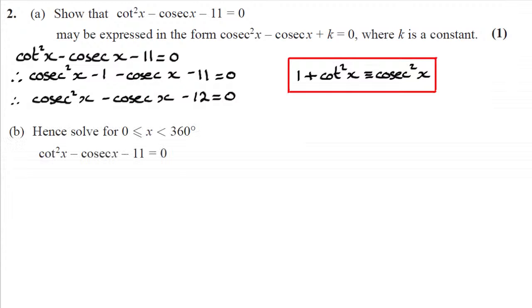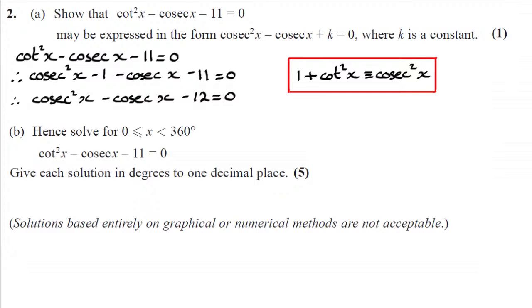So this is the next part. Hence solve for x greater than or equal to 0 but less than 360 degrees this equation, cot squared x minus cosec x minus 11 equals 0, and give each solution in degrees to 1 decimal place for 5 marks. And solutions based entirely on graphical or numerical methods are not acceptable. So you've got to have some kind of work here, okay?